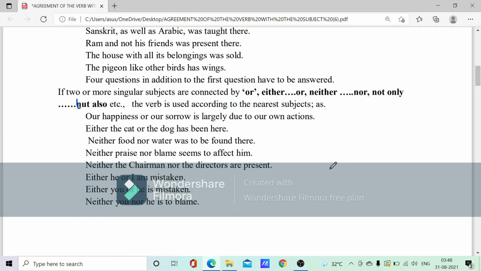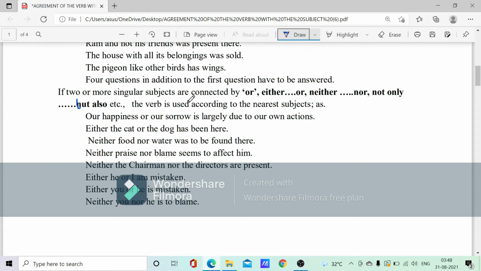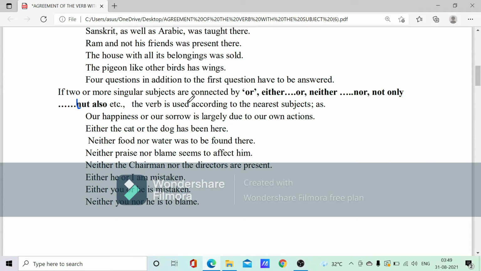See, if there are two nouns or pronouns, and both are joined with or, either...or, neither...nor, not only...but also, in that case you have to apply the verb according to the nearest subject, right? Again, I am telling you, if you are having two subjects, I have written here singular subjects, but they can be plural also. If there are two singular or plural subjects, then in that case you have to apply the verb according to the nearest subject, right?